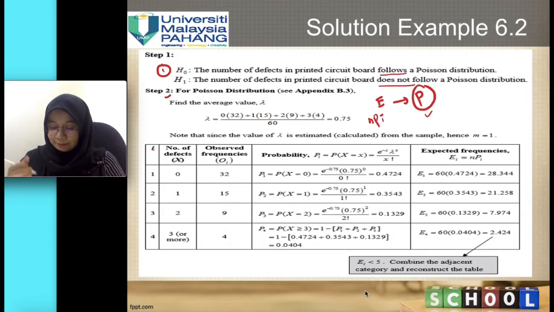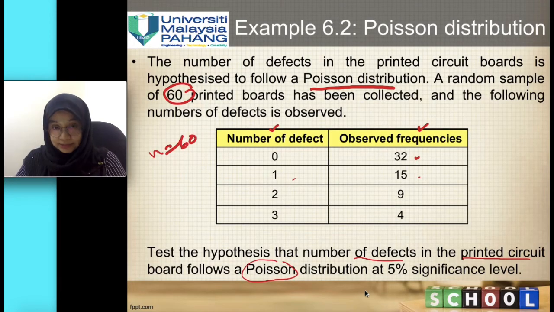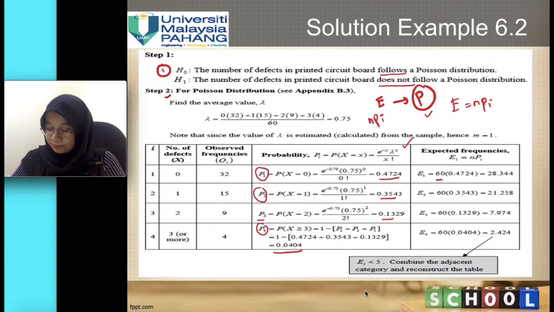So in this example, P1 is 0.4724, P2 is 0.3543, P3 is 0.1329, and P4 is 0.0404. You don't have to worry about the P. P is given to you. And then from this P, you have to calculate the E. How to calculate the E? E is equal to N times P_i. Our N is equal to, what is our sample just now? 60. So N equals 60 times the P. P is 0.4724, and you will get the E.